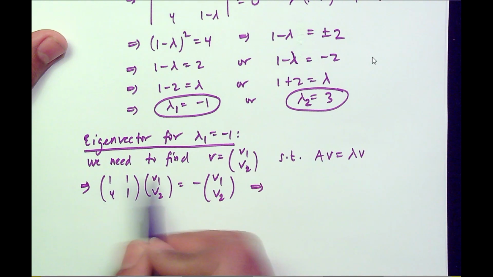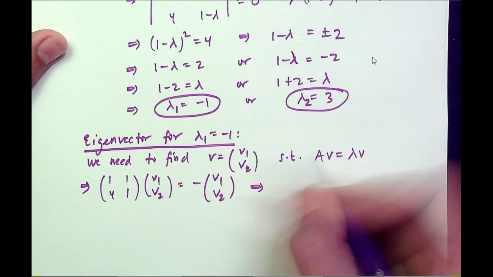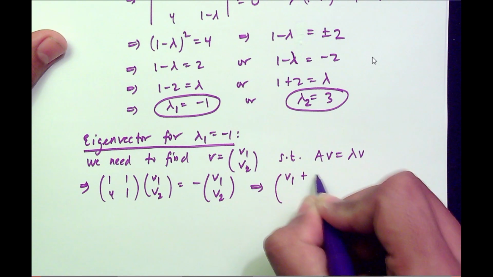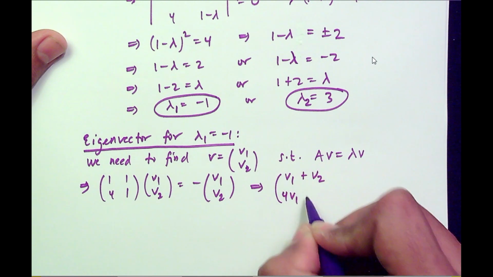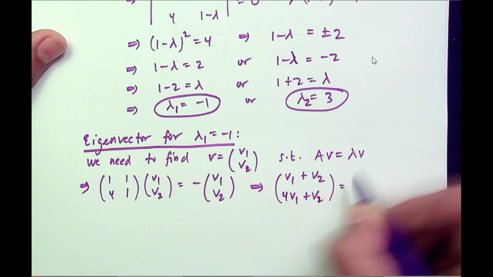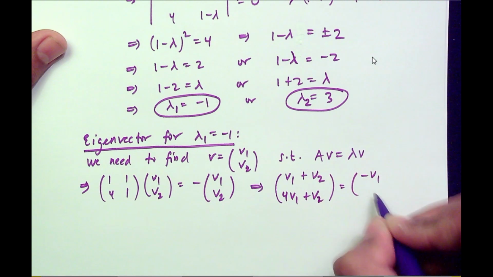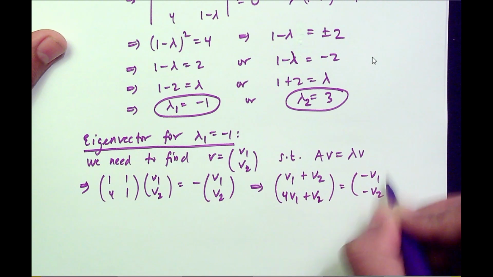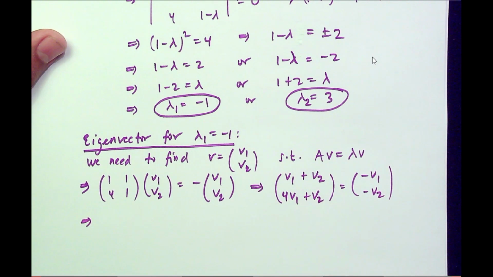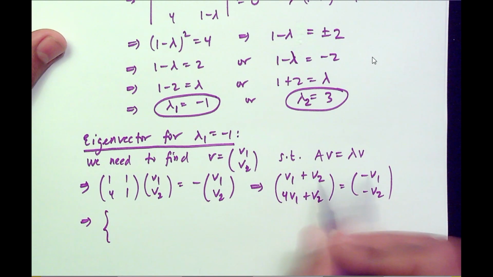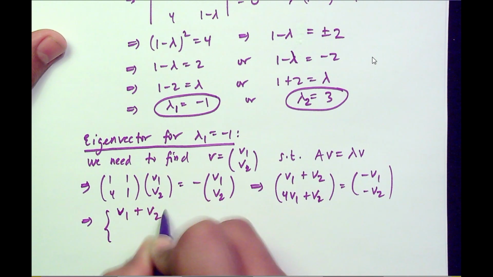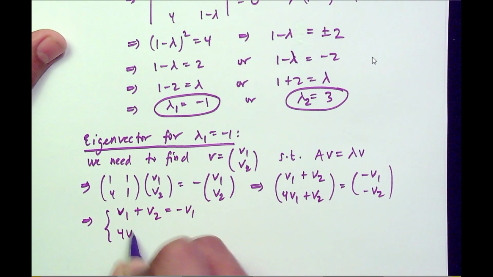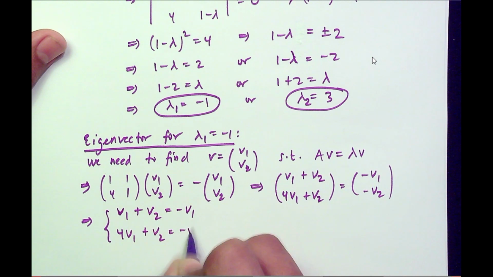Okay, now multiply here, 1 v1 plus 1 v2. So on the top you get 1 plus v2, and on the bottom you get 4v1 plus v2 equals, distributing the minus, negative 1, negative v1, and negative v2. So you would get this system, making the top entries equal to each other and the lower entries equal to each other. V1 plus V2 equals negative V1, and then 4V1 plus V2 equals negative V2.